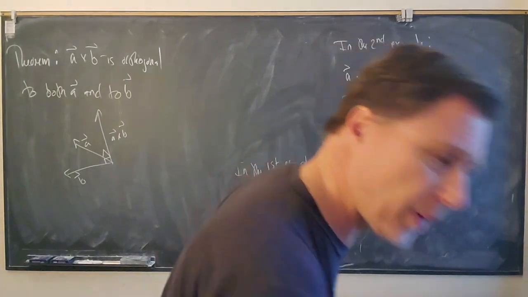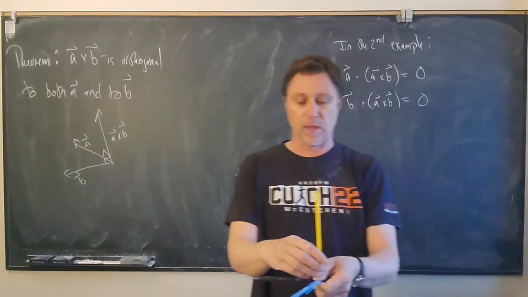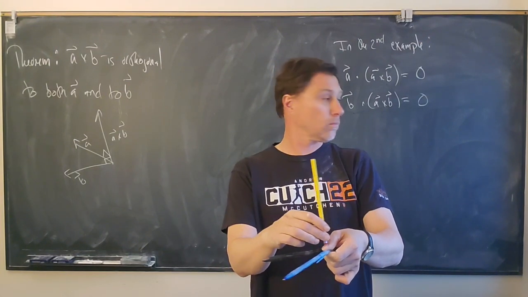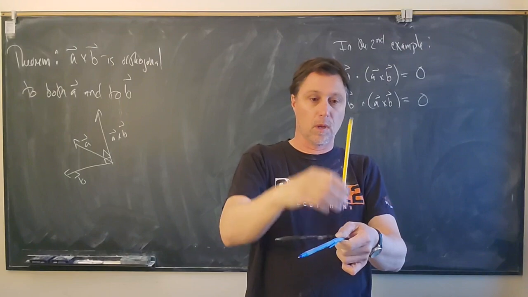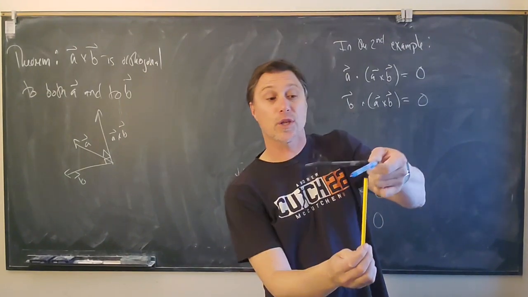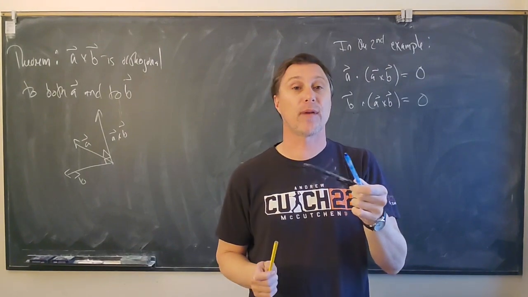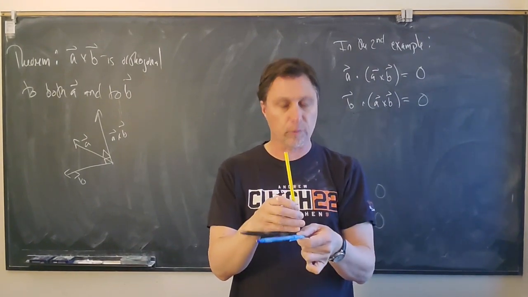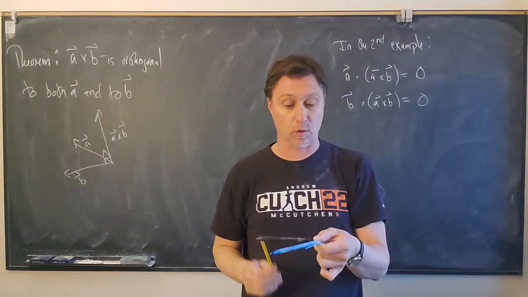Well, let me grab another pen here. This one is orthogonal to both. So is this one that's a little bit longer. And so are the ones down here. So when you have two vectors, there are actually an infinite number of vectors that are orthogonal to the original two. This one, and then any scalar multiple of this one is also orthogonal.